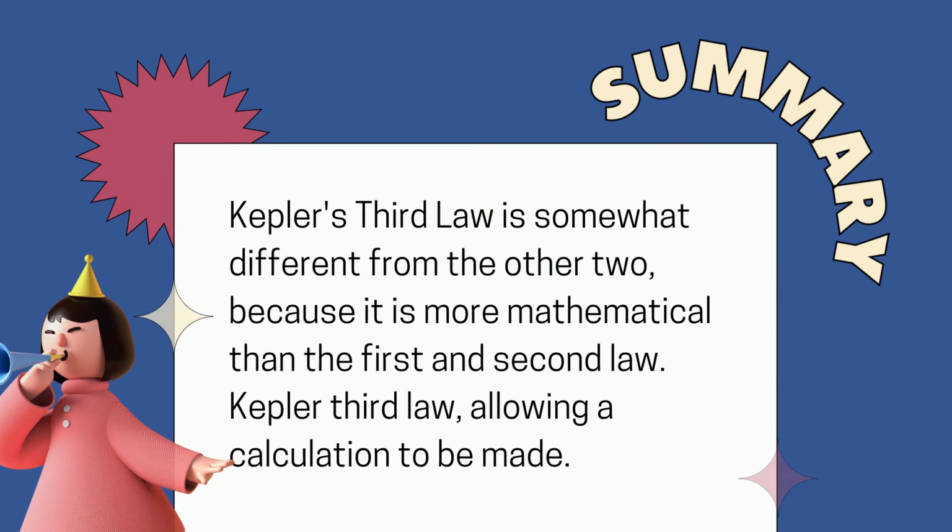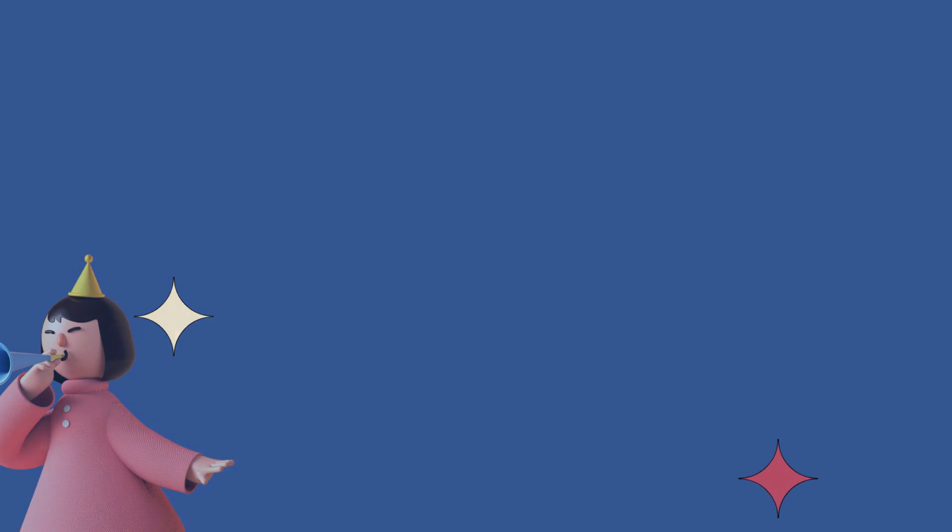We can conclude that Kepler's third law is somewhat different from the other two. It is more mathematical than the first and second laws, allowing a calculation to be made of the period of the orbit if the radius is known, or the radius to be calculated if the period is known. More precisely, it states that the square of the period of the orbit is proportional to the cube of the radius. This applies not only to planets orbiting the Sun, but also to satellites orbiting the Earth, and is therefore important in space technology.